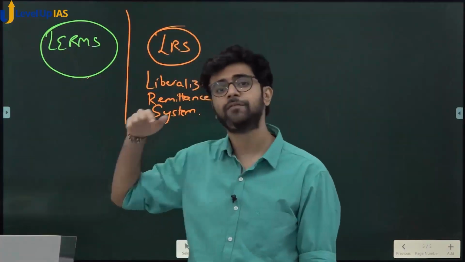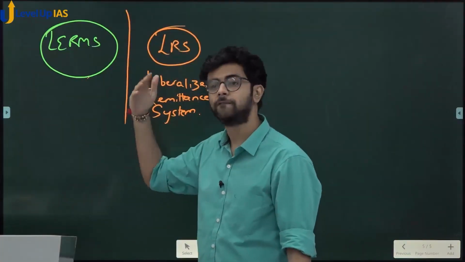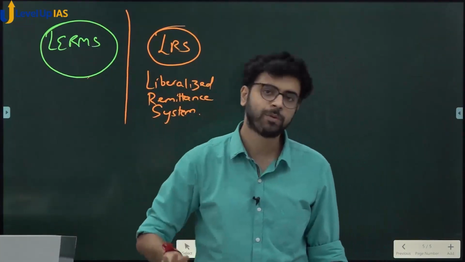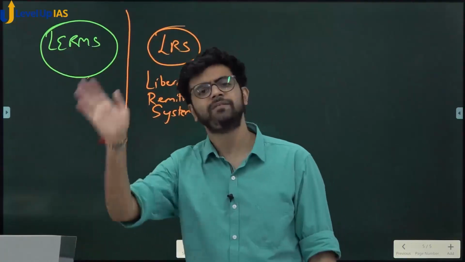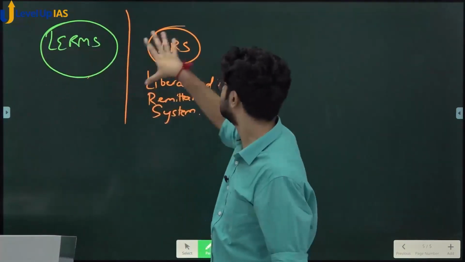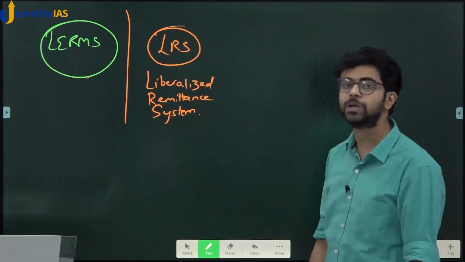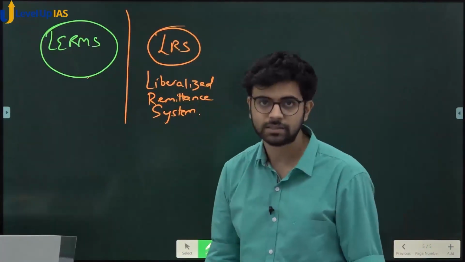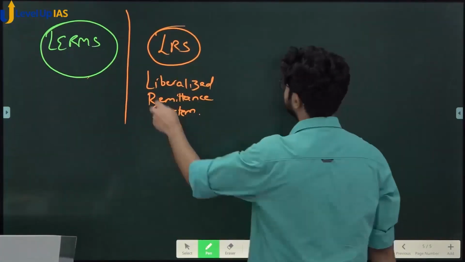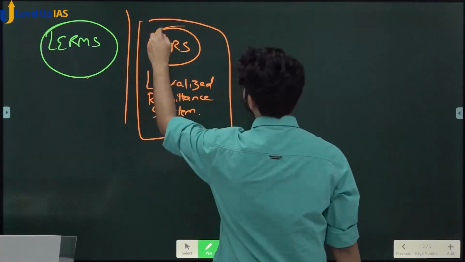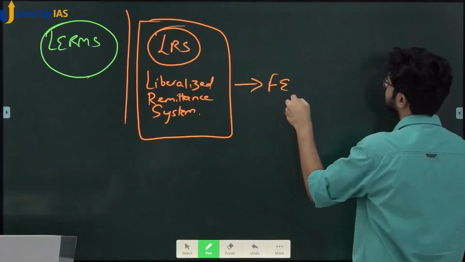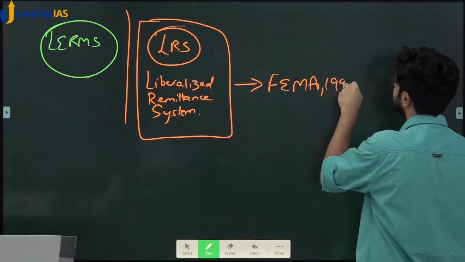Completely different. With LERMS, RBI was following a partially floating policy. I hope you remember earlier it was 100% fixed. Then we said that only 40% would be fixed, 60% would be on the official exchange rate, and then we went to completely floating. LERMS is talking about that part. This is the Liberalized Remittance System. Any individual can send up to $250,000 in a year for their purposes. This facility is known as the Liberalized Remittance System. And where is it given? It is given under the Foreign Exchange Management Act 1999.